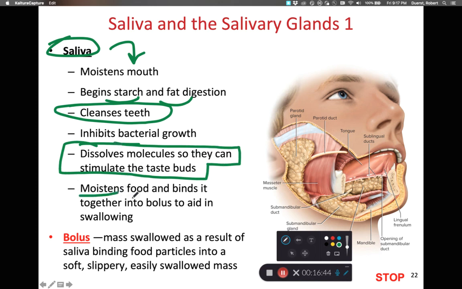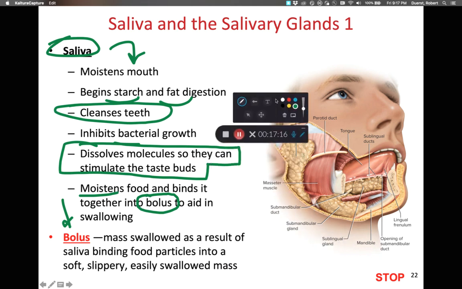Our saliva is also going to moisten our food, and as it moistens our food and we mechanically digest our food by chewing on it, that saliva plus the chewed up food forms this slimy mass. That slimy mass has a name. It's called a bolus. And we want that bolus to be swallowed down into our stomach. The bolus is a mass of chewed up food mixed with saliva bound together. It's soft, it's slippery, it's a wad of chewed up food. And that's what we swallow down into our stomachs.